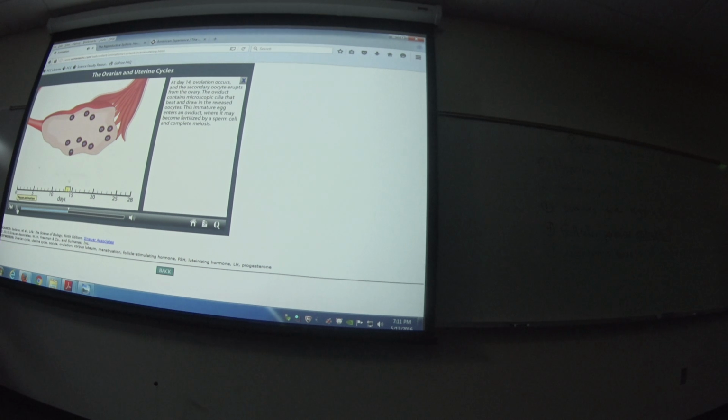At day 14, ovulation occurs, and the secondary oocyte erupts. Okay, so it's not day 14, it's halfway through the cycle, right? So they're assuming it's 28 days and half of 28 is 14. That's where this logic comes from. Now I'm ovulating, so I'm going to release the egg from the ovary. The oviduct contains microscopic cilia that beat and draw in the released oocytes. This immature egg enters an oviduct, where it may become fertilized by a sperm cell and complete meiosis. So that was before my ovulation and follicular phase. That's just the egg getting bigger and being released.